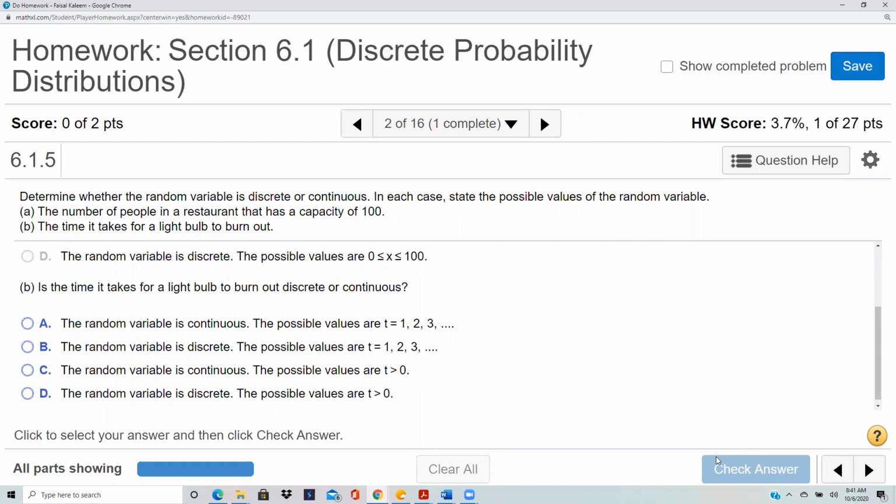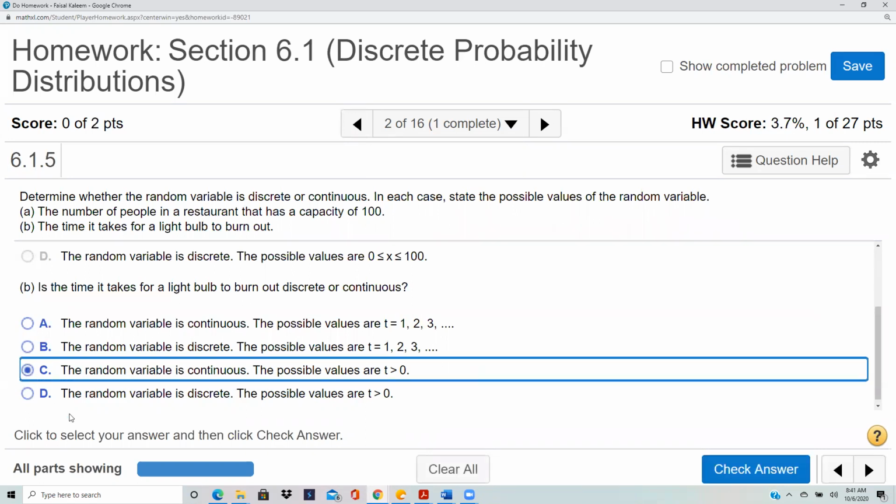Determine whether the random variable is discrete or continuous. Is the time it takes for a light bulb to burn out. So time is a measurement, so that is continuous. So the random variable is continuous, but the possible values are greater than 0. So for a continuous variable, you could also have the decimal values. So you could have the time being 0.5 hours or whatever you are measuring, whatever units you are measuring in.